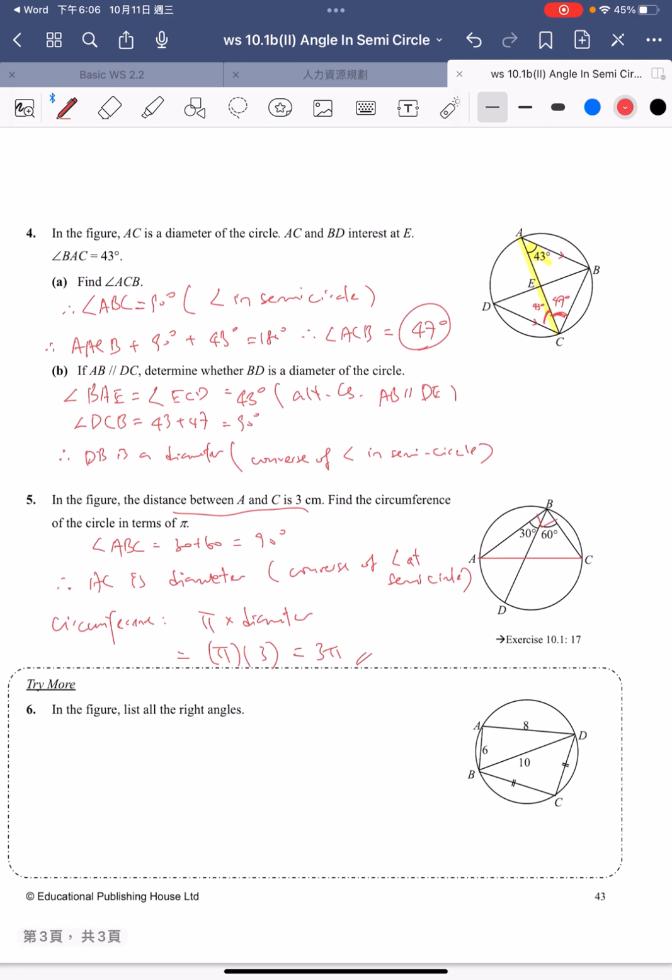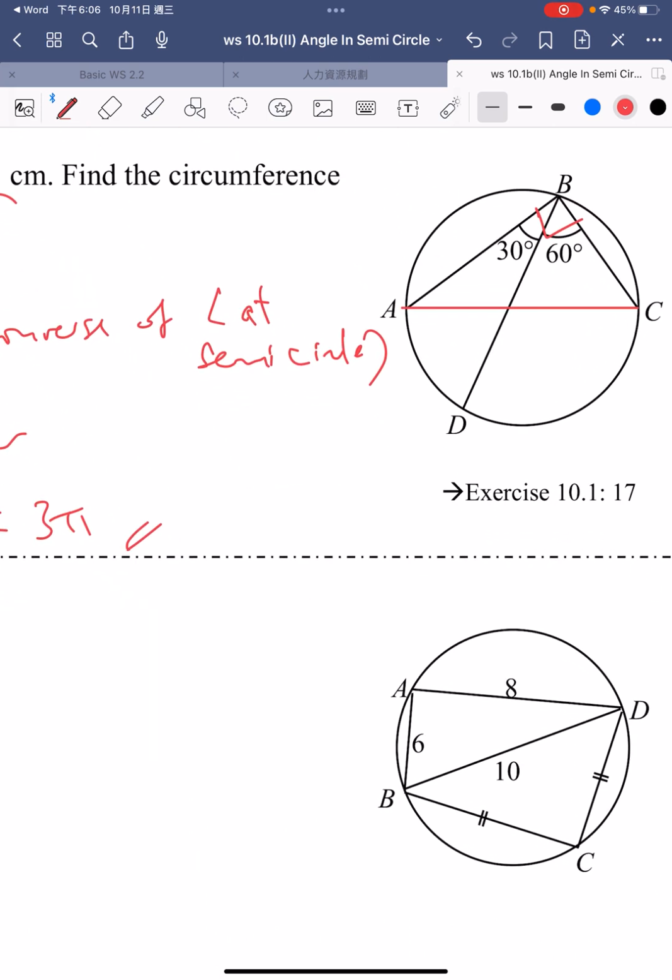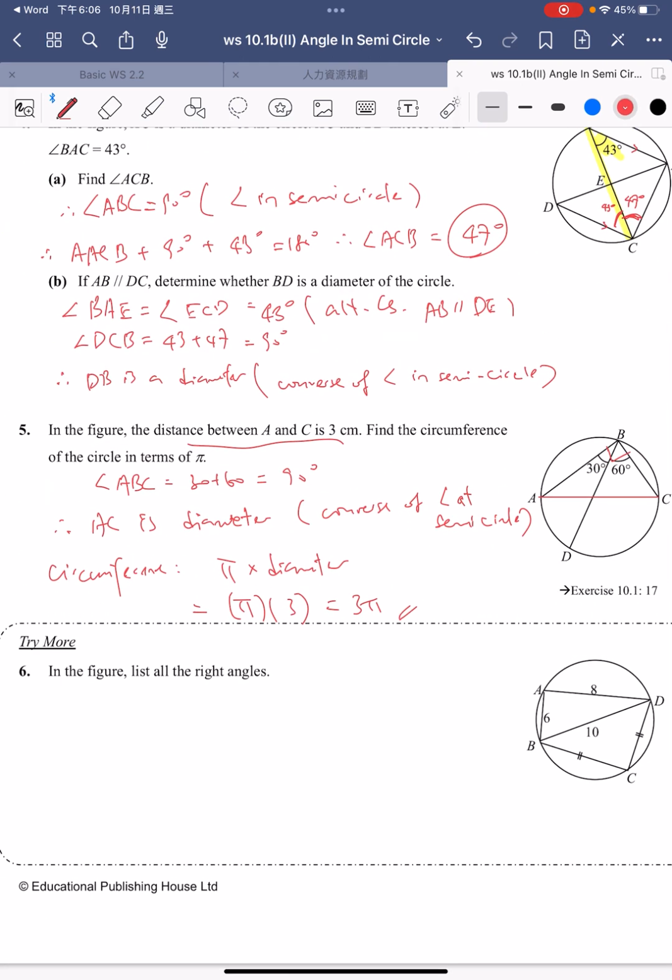Okay, so for the last question, question 6, we want to find all of the right angles. First of all, if you see these three numbers, it's actually a Pythagorean triple. So we can use Pythagoras directly. We check 6 squared plus 8 squared is equal to 100, which is equal to 10 squared. So now we can say that the angle BAD is going to be equal to 90 degrees.